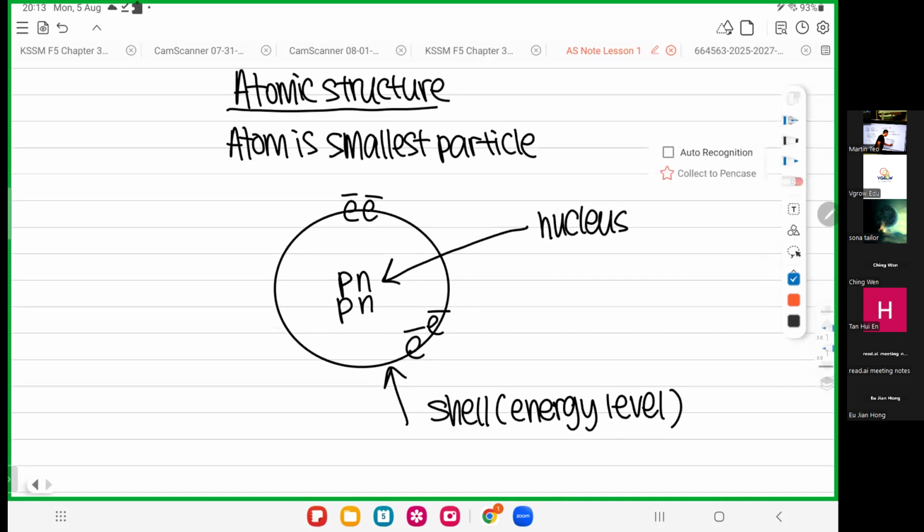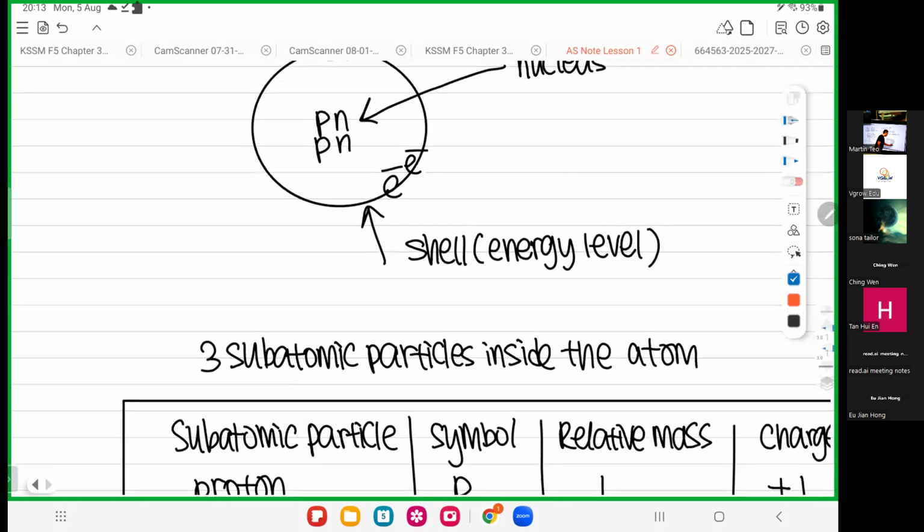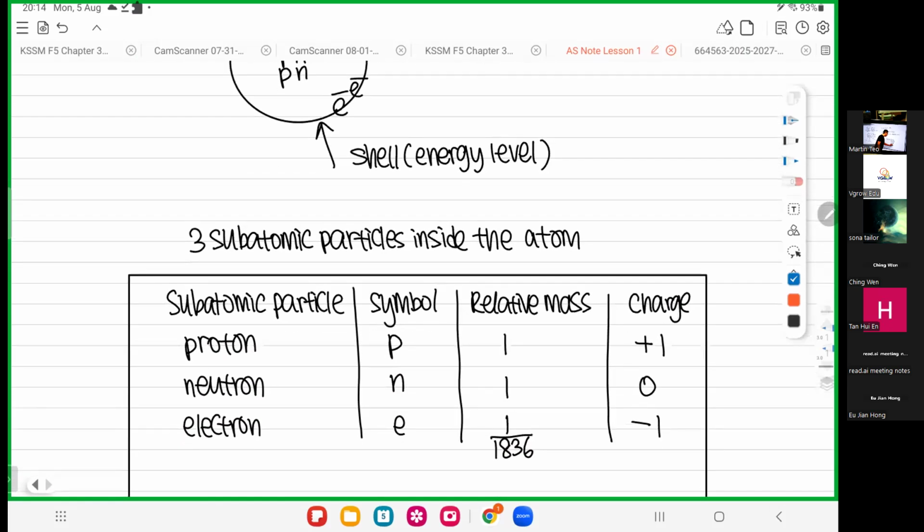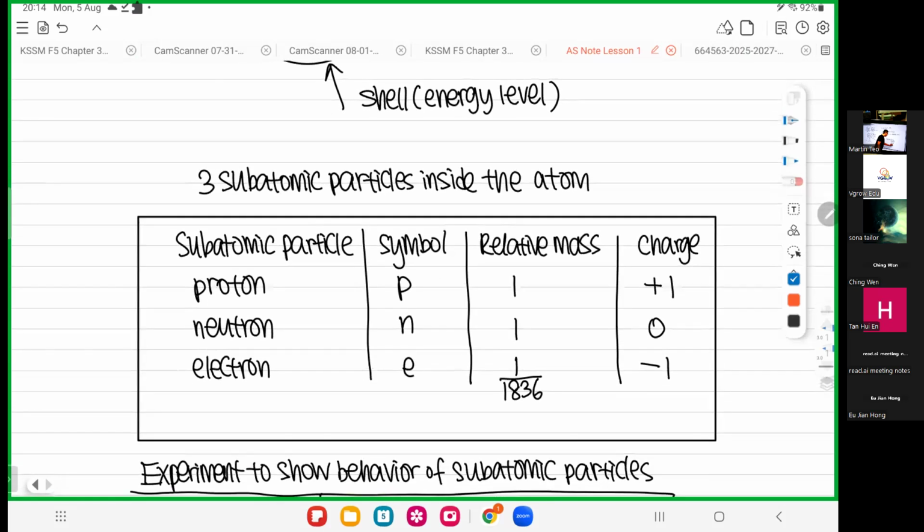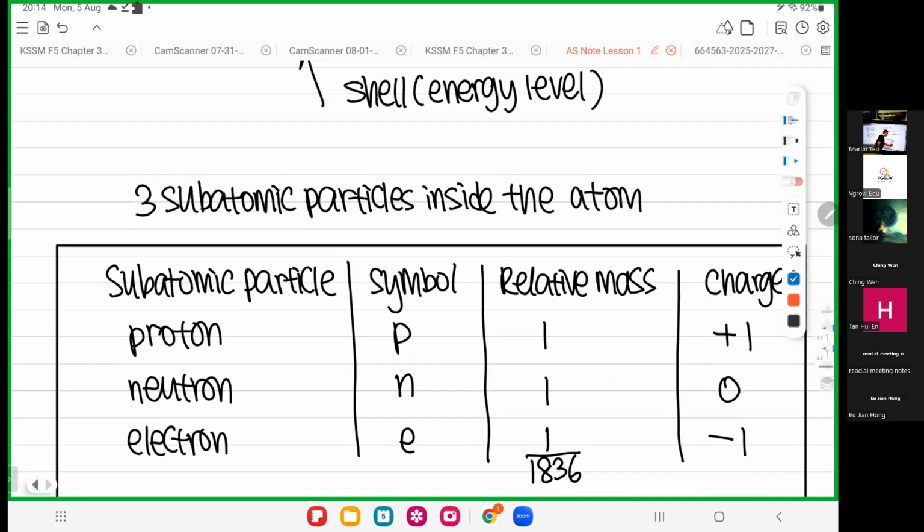So inside an atom, we have three subatomic particles, called proton, neutron, and electron. Make sure you know the name and the symbol: proton is P, neutron is N, electron is E. So what is the mass of a proton? 1. It's only 1, unitless, no unit at all. It's not 1 gram, not 1 kilogram, just the number 1 only. So what is the mass of a neutron?